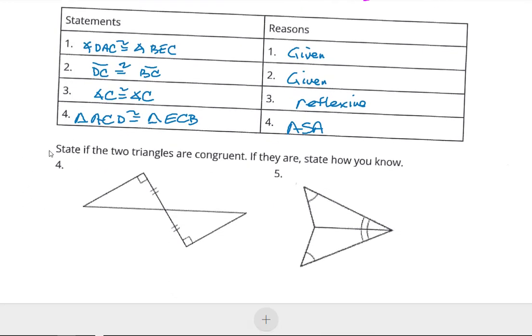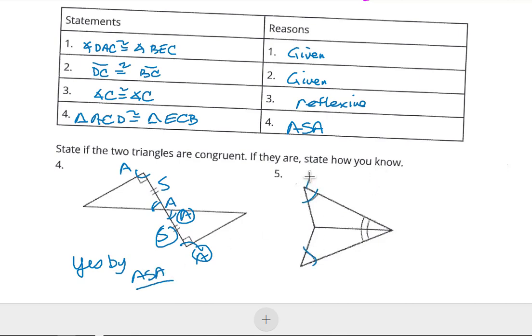Let's look at number 4. Number 4, we got the 2 right angles. Those are going to be congruent. We got the sides. That gives us the S pattern. And then the vertical angles in the center give us an ASA pattern. So we can say that those 2 triangles are congruent by angle side angle.